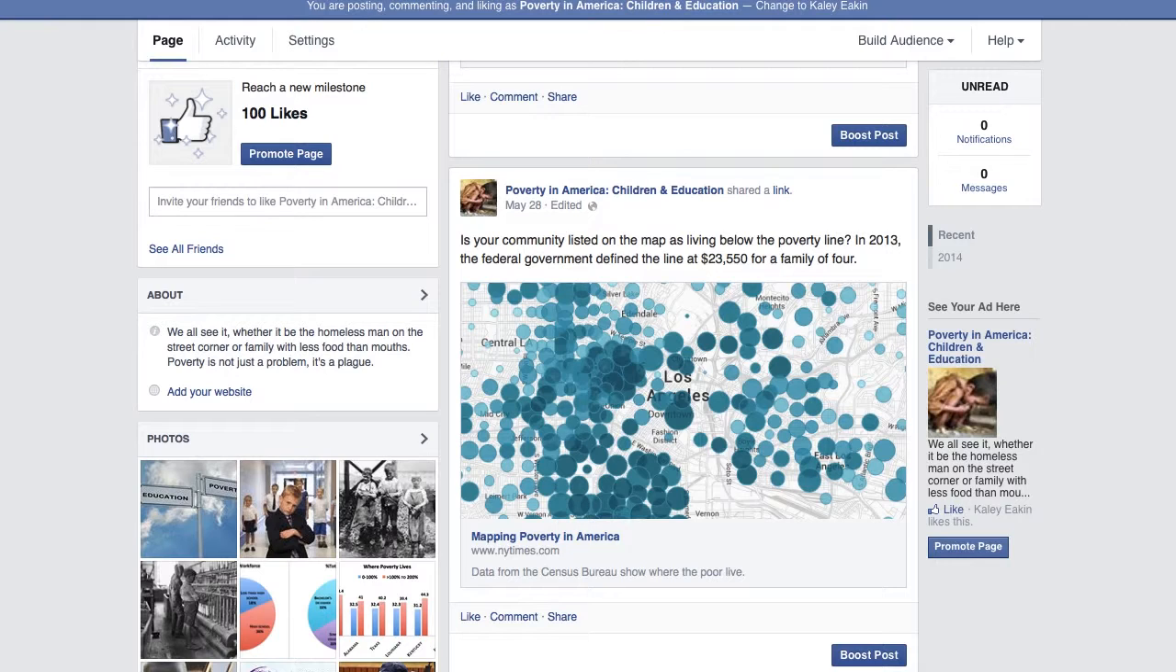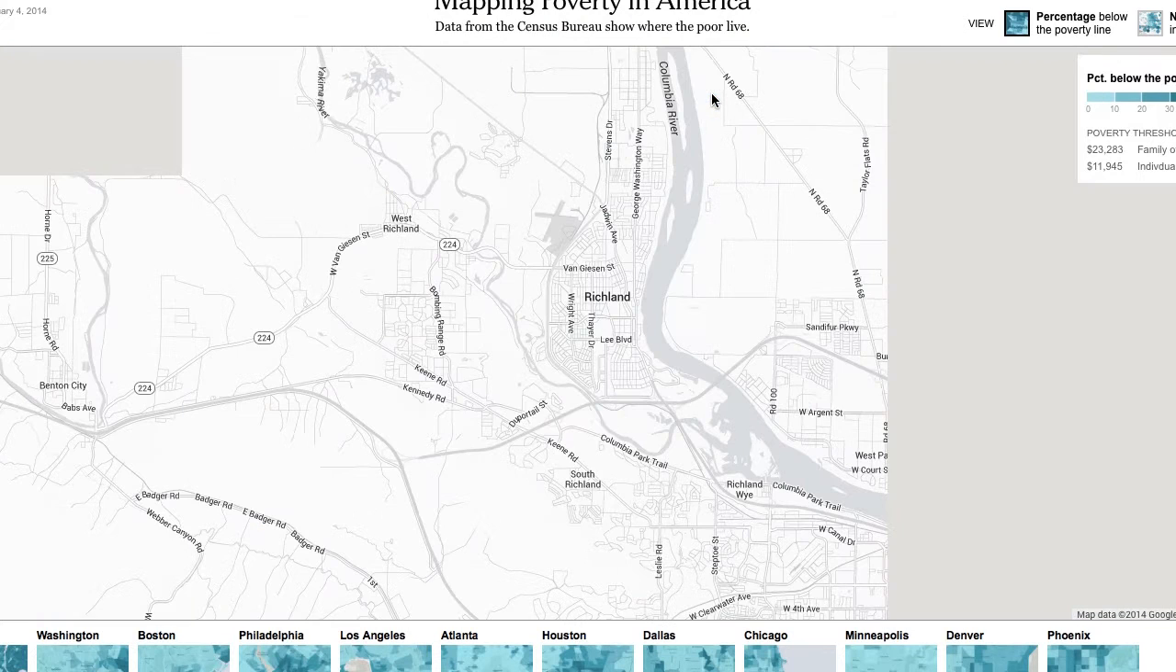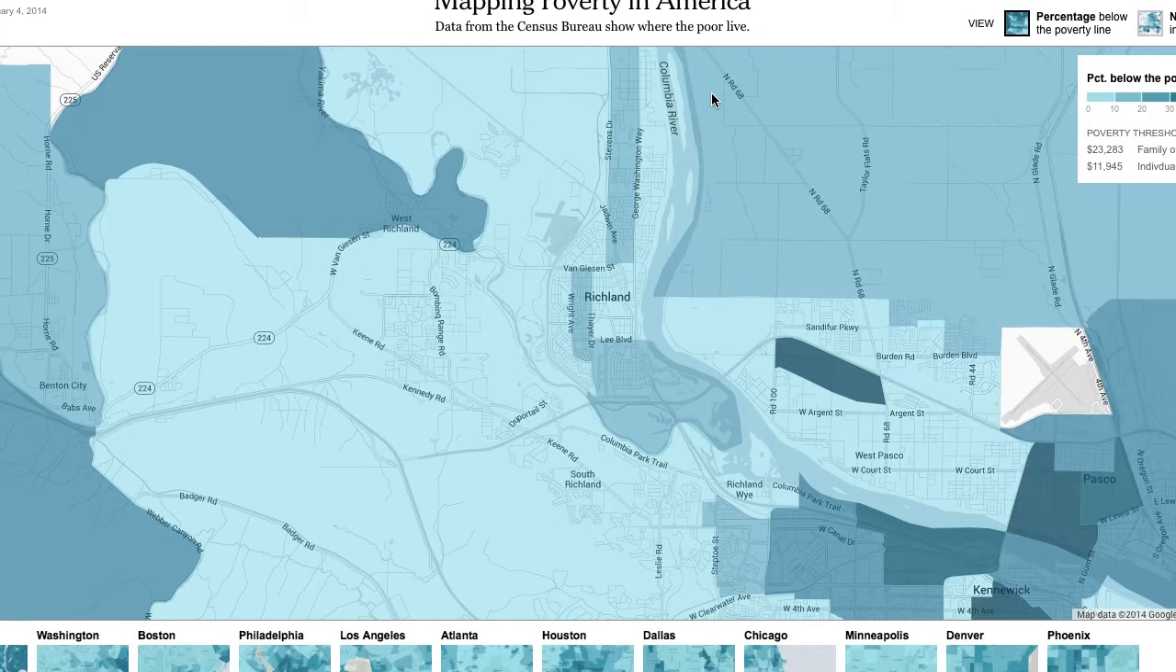Oftentimes, we don't realize something affects us, so we don't think there is need to educate ourselves on the matter. In order to increase the persuasiveness of my site, I needed people to realize that this issue hits closer to home than people may comprehend. When you click on this link, you are brought to a page depicting a map of the United States. Then you are free to locate the area in which you live.